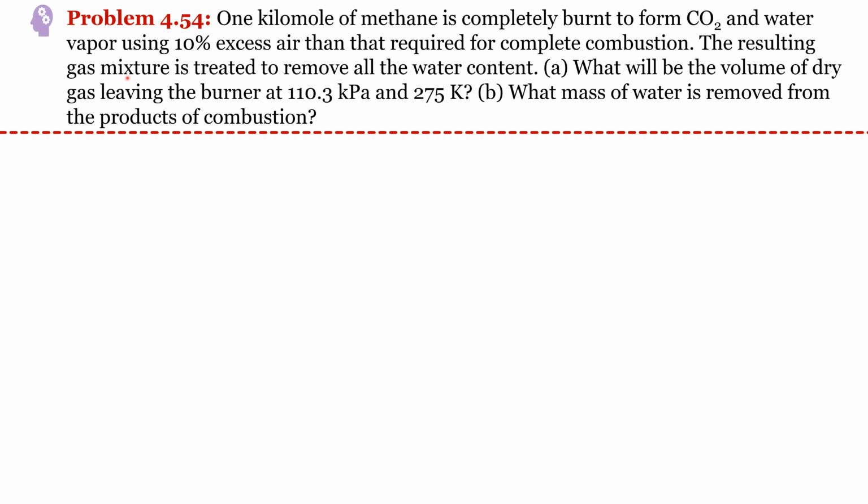The resulting gas mixture is treated to remove all water content. What will be the volume of dry gas leaving the burner at a particular pressure and temperature? Here 1 kilomole of methane is completely burned. First of all we will write the balanced chemical reaction. The initial moles of methane are given and oxygen is used in excess. Corresponding to that we can estimate the supplied air.